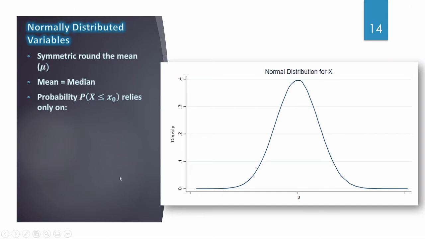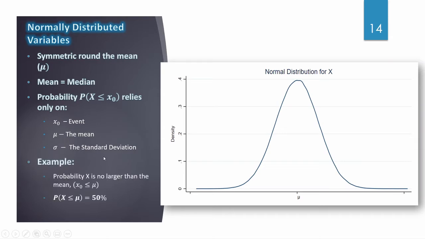And I'll read this statement for you. It says the probability that our random variable x is less than or equal to some value x0 relies only on what that value x0 is, what the population mean is, and what the population standard deviation is. And we would call this mean mu, and the standard deviation here is sigma. So for example, I could say, what is the probability that my random variable x is less than or equal to mu, the mean? I would write this in the following way. I would say, what is the probability x is less than mu?